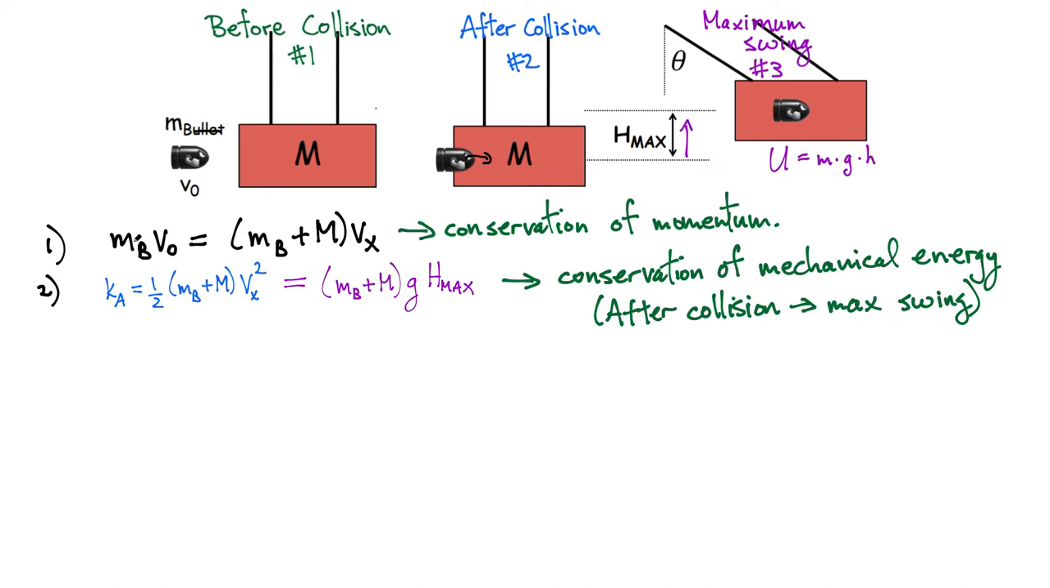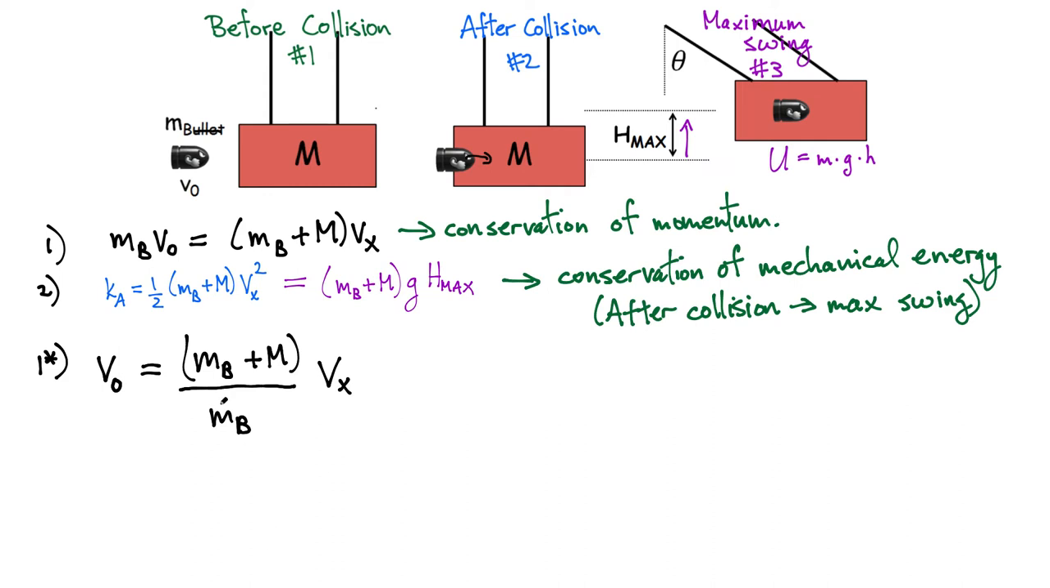My goal is to obtain an expression for the initial speed of the bullet. So let's first write down that expression. Starting with equation 1, let's call it 1 star, I'm just going to isolate the initial velocity of the bullet. You simply divide through by the mass of the bullet, and what you get is the mass of the bullet plus the mass of the block, all divided by the mass of the bullet and multiplied by the velocity of the system just after the collision.